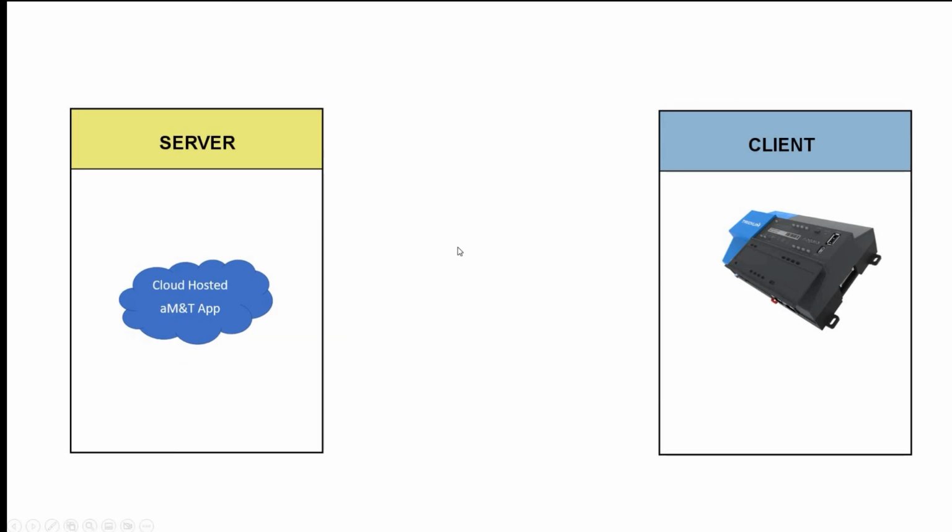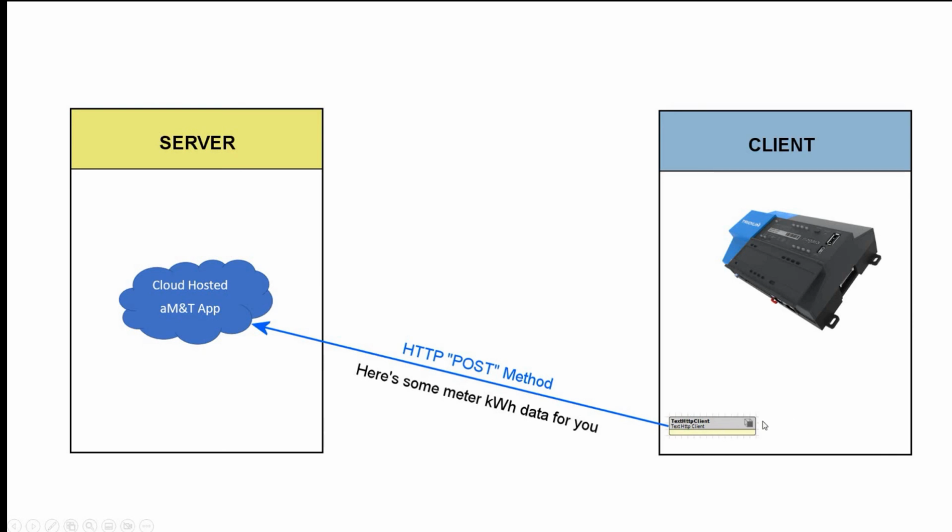So another scenario is where the Niagara 4 station wants to send some data to a cloud-based server. In this case, it's an AM&T app which wants some energy data. Okay, so the way we do that is we use a text HTTP client again. We connect it to some very simple data like a numeric point that just has total kilowatt hour, for example, and we'd use an HTTP post method to say, look, here's some meter kilowatt hour data for you. The server says thank you very much, and I'll store that in my database.